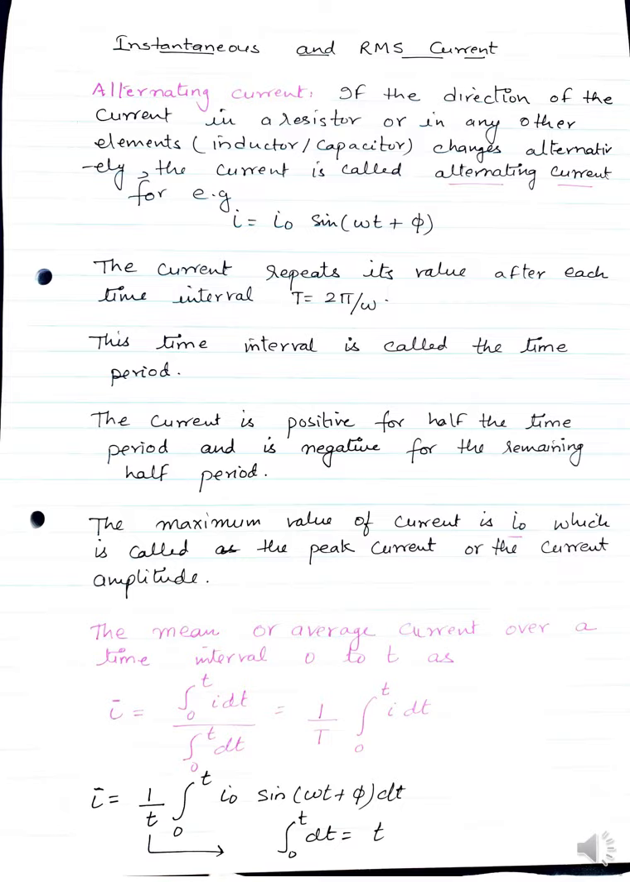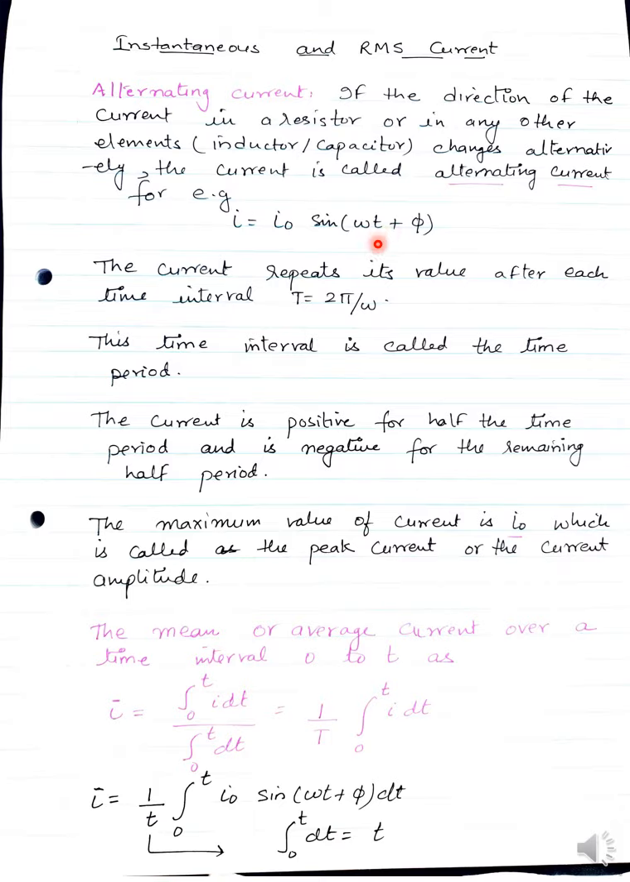So it's basically what is alternating current. The first thing is that if the direction of the current in a resistor, or in any other element, inductor, capacitor, changes alternately, the current is called an alternating current.